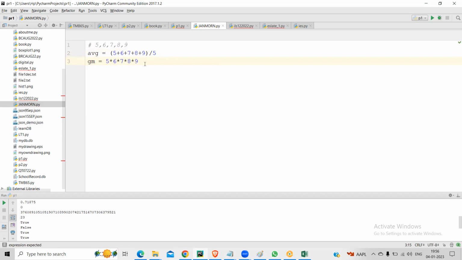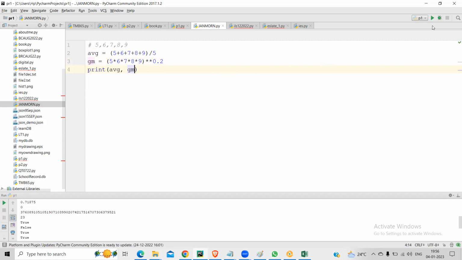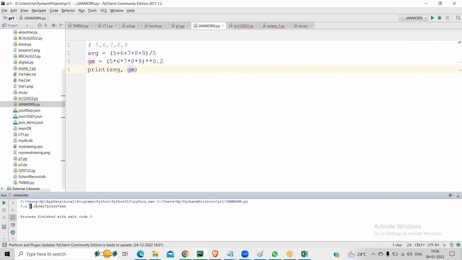Today we saw how to perform power, right? Double star. So you first calculate this, and then you say double star 1 by 5. 1 by 5 is 0.2, correct? And you can print the average and geometric mean. So see here, average is 7, geometric mean is 6.8. Not much deviation, right? Almost the same.